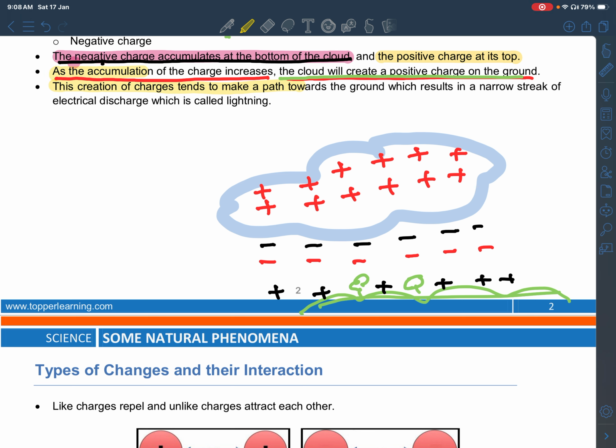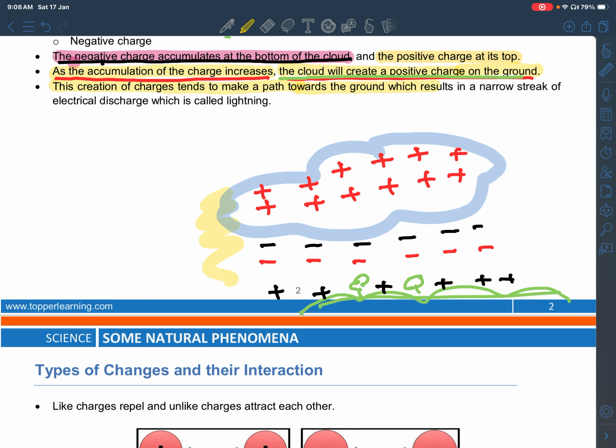As the accumulation of charges increases, the cloud will create positive charge on the ground. This creation of charges tends to make a path toward the ground. It means the thundering comes toward the ground.